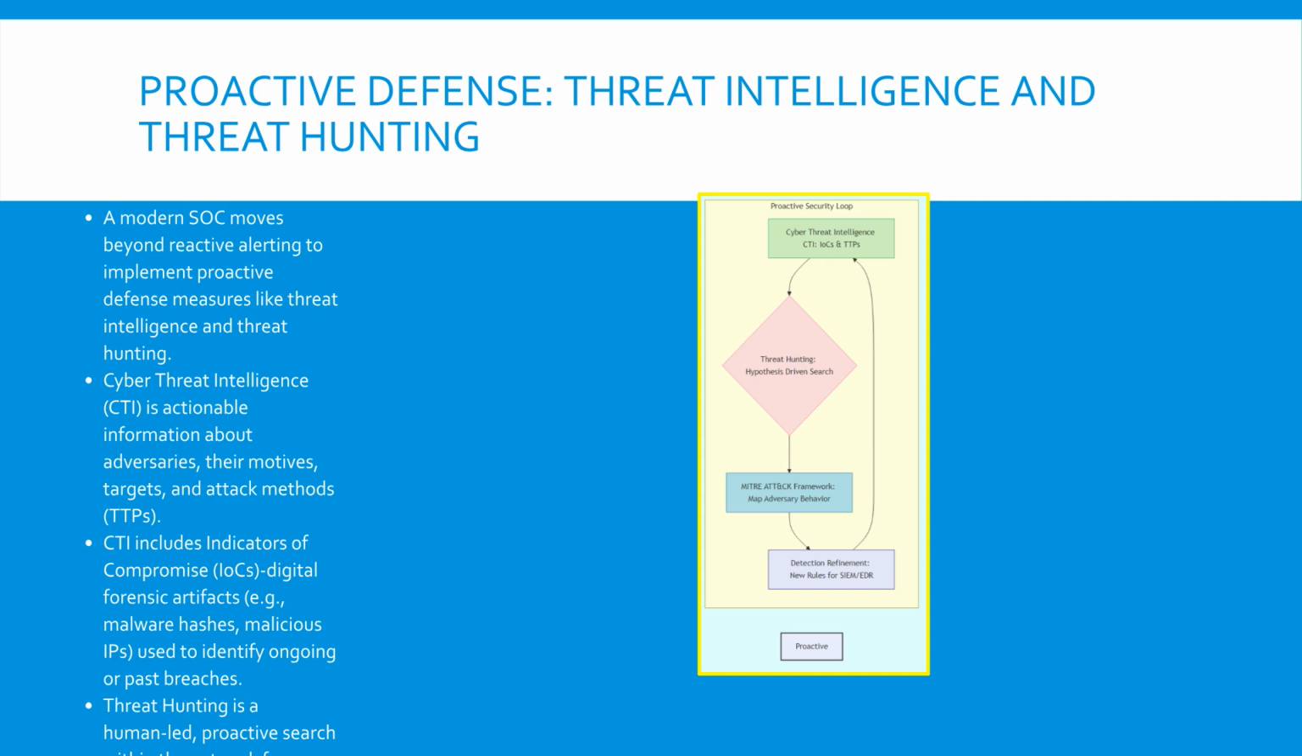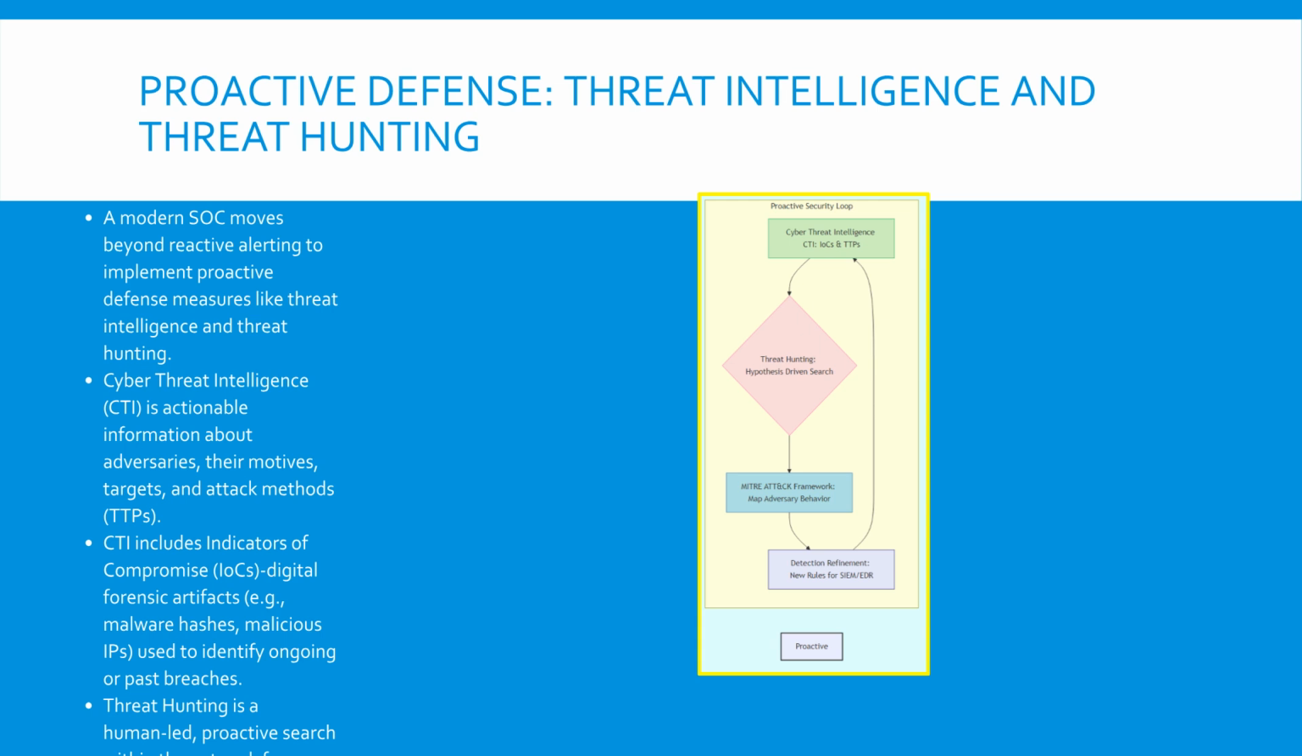This diagram shows the continuous loop of proactive security adopted by modern SOCs. The cycle begins with cyber threat intelligence, or CTI, which provides external information about current threats, including indicators of compromise, IOCs, and tactics, techniques, and procedures, TTPs. This intelligence informs the threat hunting process. Threat hunting is a proactive, human-driven search where analysts build specific hypotheses about potential intruders inside the network.